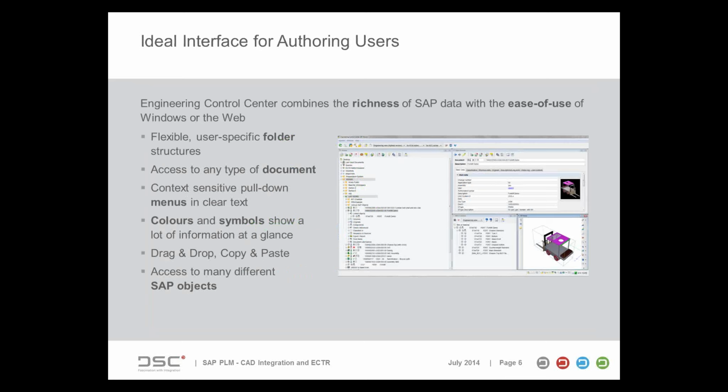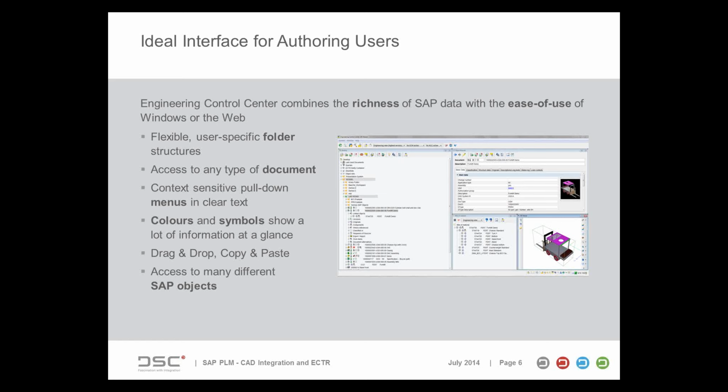So it's actually 3 aspects that are our priority in this Engineering Control Center. The first, and of course pretty important one, is the interface into SAP for authoring users, where you will find typical means of working like folder structures, drag and drop, clear text, menus, colors and symbols, many small detailed functionalities that altogether make a work environment that's very intuitive and helpful for the engineer.